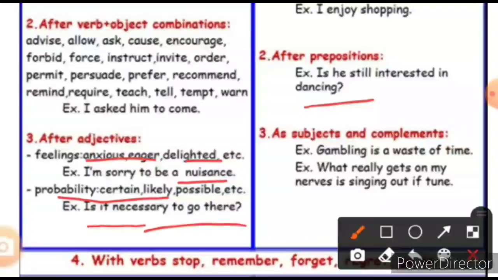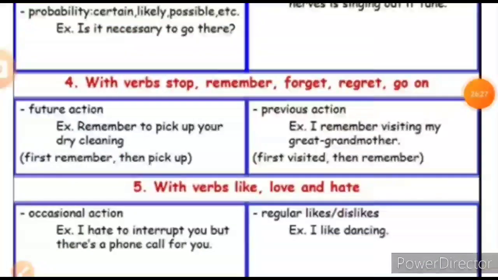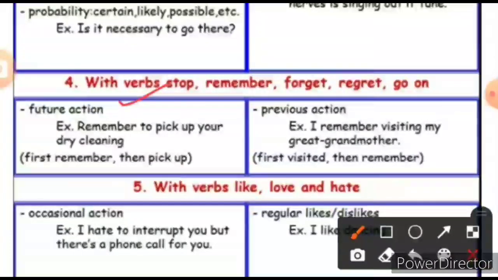Then come to the next type, and that is number 3, as a subject or a complement. As a subject you can use gerunds over here, and also as a complement as well. Okay, now with verbs, stop, remember, forget, regret. अगर ये यहाँ पे आ रहे हैं over here, future action show कर रहे हैं, तो फिर then you are going to use infinitive over here. And if it is showing previous action, then you are going to use gerunds over here.